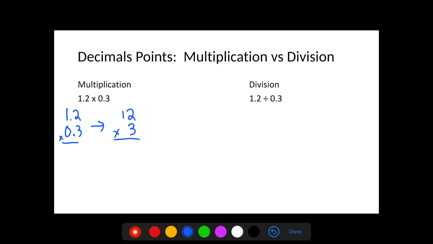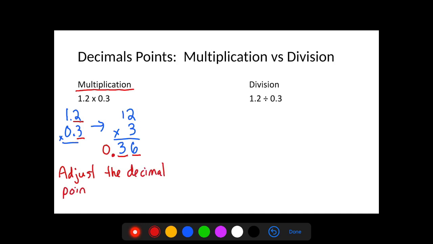do our multiplication as if we had whole numbers, and then we come back and we adjust. We had 2 places to the right of the decimal, so we need to have 2 places to the right of the decimal. So with multiplication, we have to adjust the decimal point at the end.